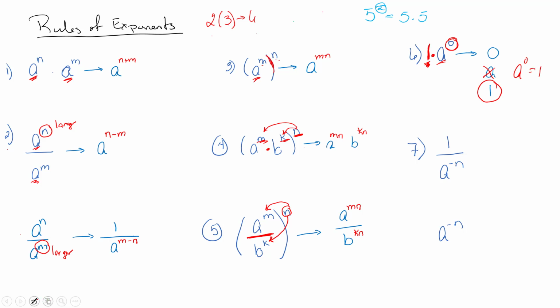And that leaves us with this wonderful saying that you probably heard: anything to the 0 power is 1. And that's the reason, because there is a 1 hanging out in front here that people need to remember. Now, let's look at number 7.